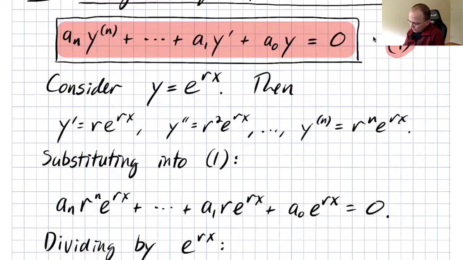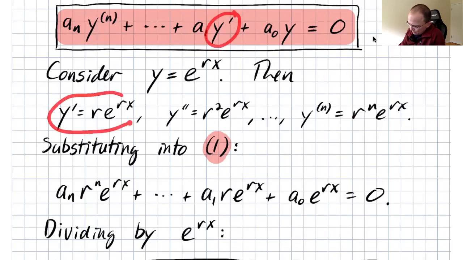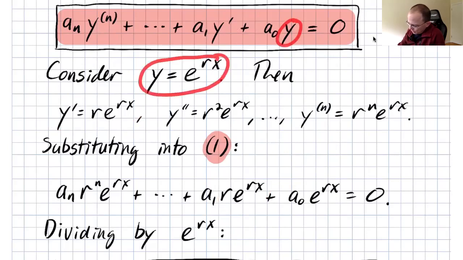And now substituting that into this differential equation, 1. What do we get? The nth derivative of y is this, so we substitute that there, and so on. The first derivative is given by this term here, so we substitute that there. And finally, the function y itself is given here, so we substitute that there.